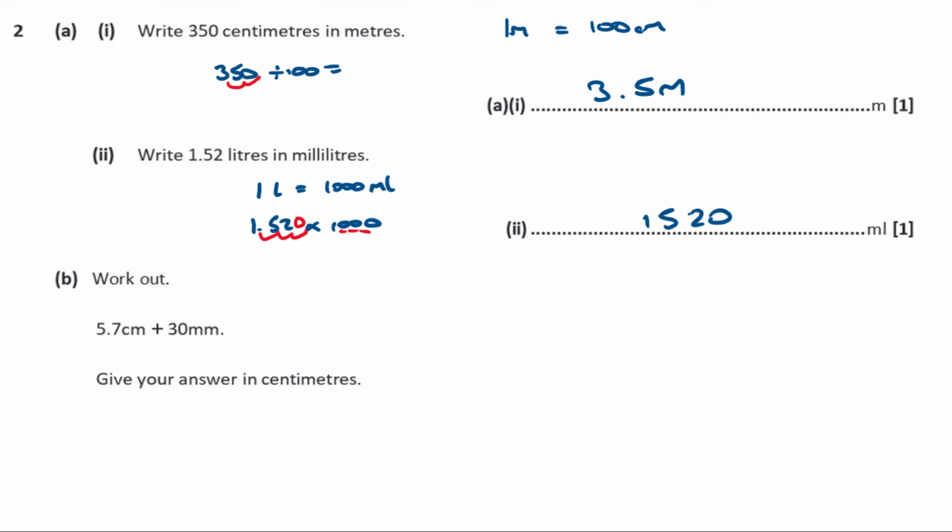Okay, and then finally, work out 5.7 centimeters plus 30 millimeters. Give your answer in centimeters. So let's convert them both into centimeters first. 1 centimeter is 10 millimeters.